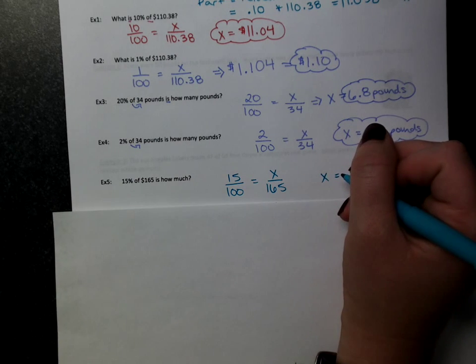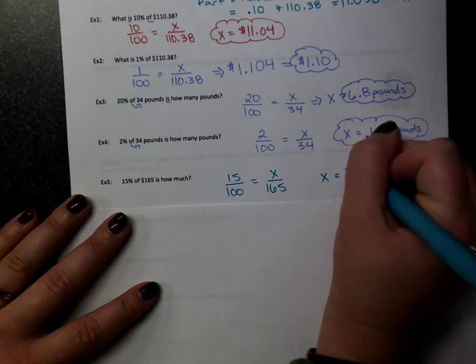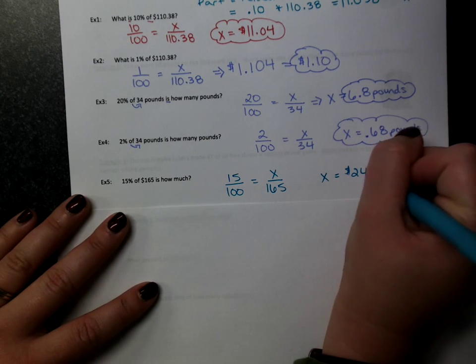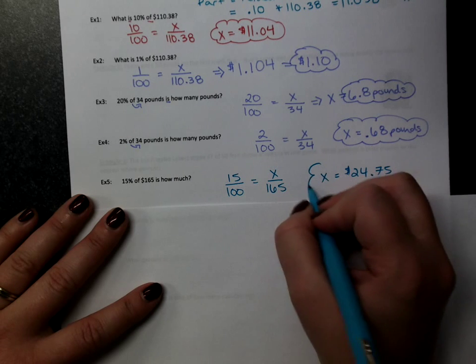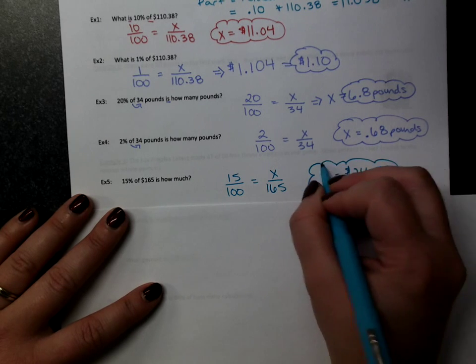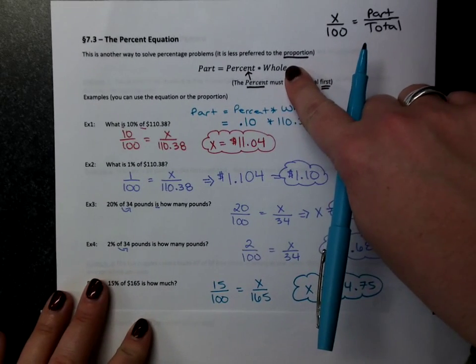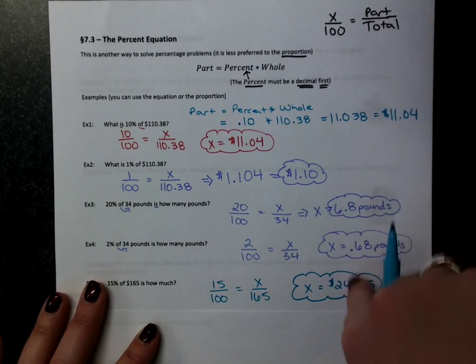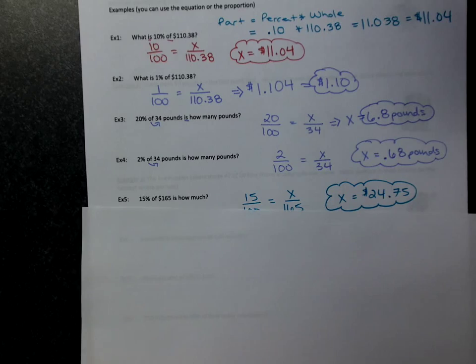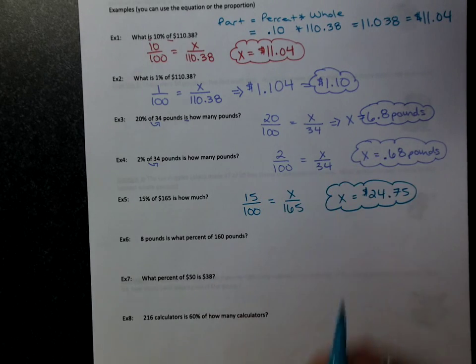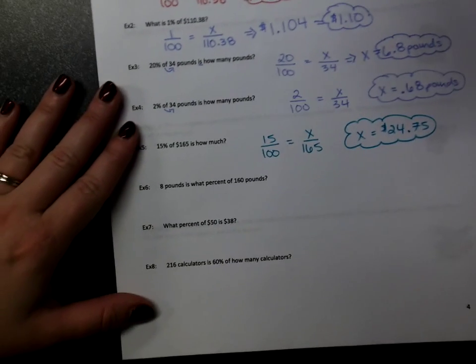165 times 15 divided by 100 is $24.75. So some of your homework questions are going to seem very repetitive because the textbook wants you to use this new equation. I say use the proportion, you'll get to the same answer. And the last few, again, very similar.